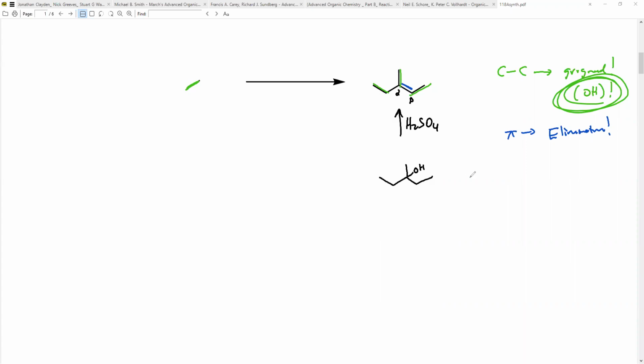Because it could have either been here or it could have been here. Now, as we'll see with the synthesis, it actually doesn't matter which one I choose, okay? I'm just going to choose this one here, just because. But after this, we'll go through the other one and we'll see it really didn't matter which one we chose. Okay, cool. So alpha and beta, and we got our alcohol.